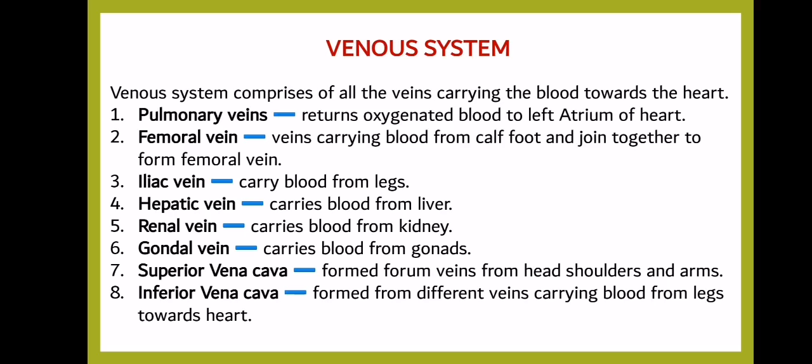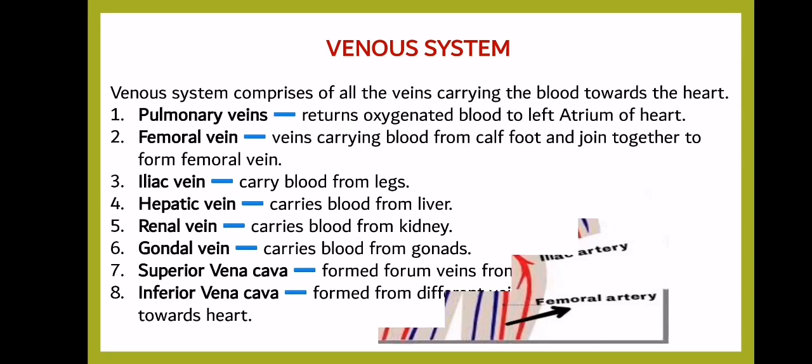Some of the important veins are discussed here. Pulmonary veins return the oxygenated blood to the left atrium. The femoral vein carries the blood from the calf and foot. The iliac vein carries the blood from the legs, the hepatic vein carries the blood from the liver, the renal vein carries the blood from the kidney, the gonadal vein carries the blood from the gonads, whereas the superior vena cava is formed by the veins from the head, shoulders and arms. The inferior vena cava, which is on the lower side, is formed by the different veins which are carrying the blood from the legs towards the heart.